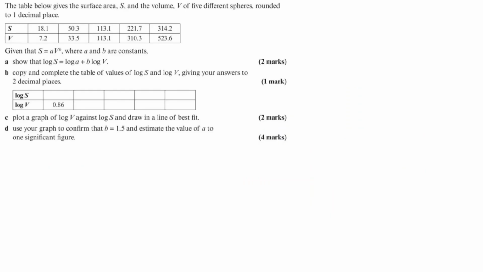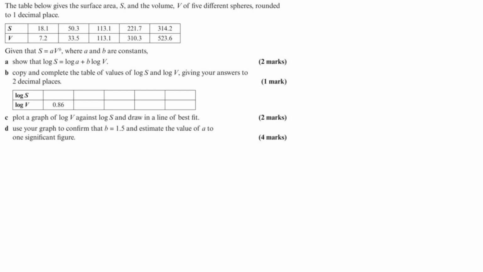Now let's look at this example. The table here shows surface area and volume of different spheres. Given that S is equal to AV to the B, show that log S equals log A plus B log V.